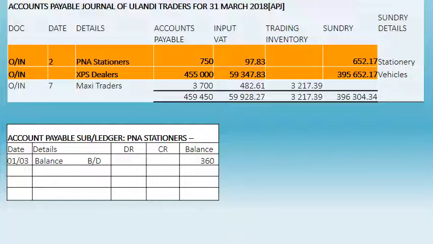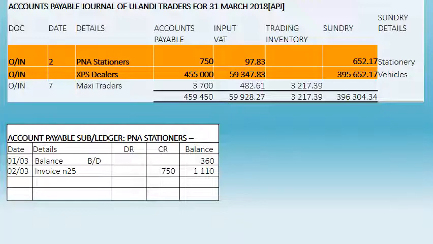Then we will show the invoice that we received on the 2nd, invoice number 25. The total amount, including VAT, on the credit side, 750. Invoices increase creditors accounts. We will calculate the new balance by adding the invoice to the amount that he owed previously, and the new balance will be 1,110.